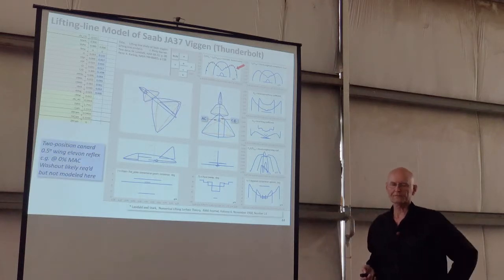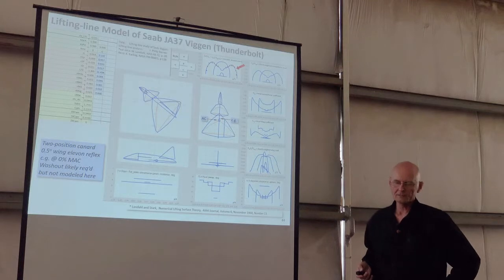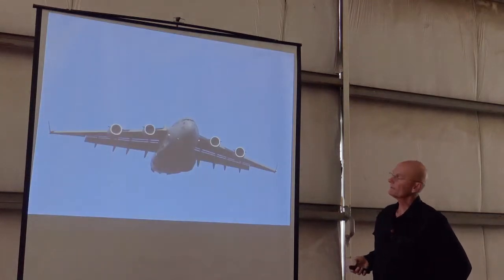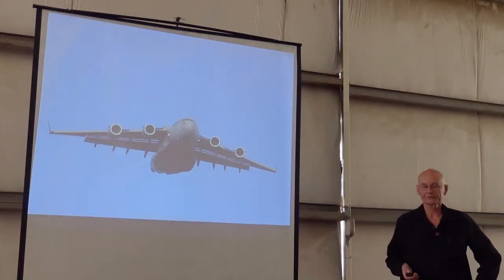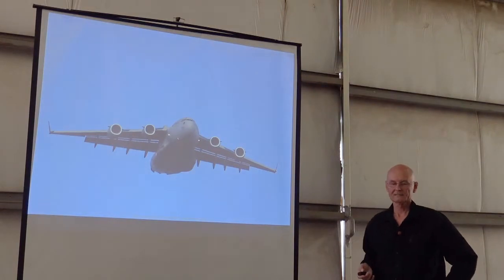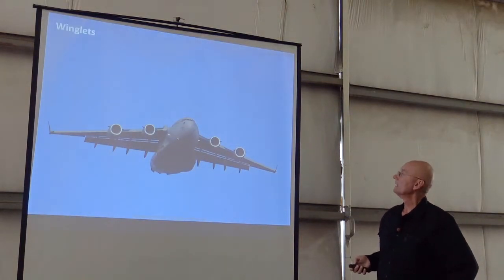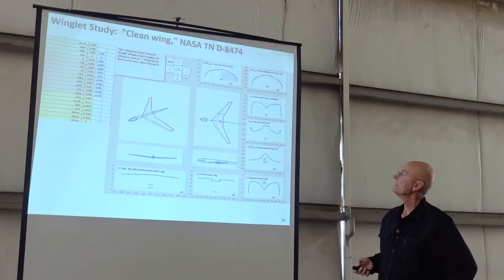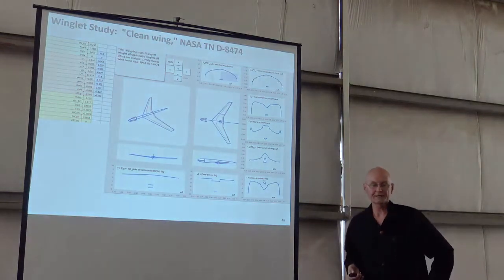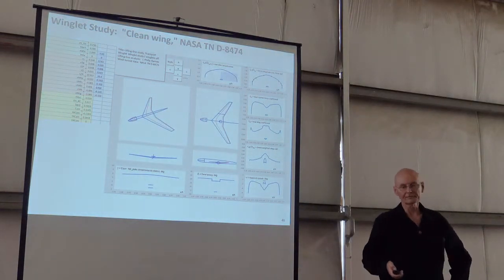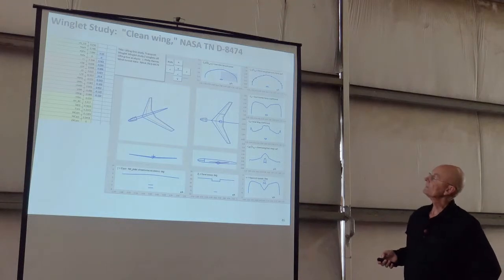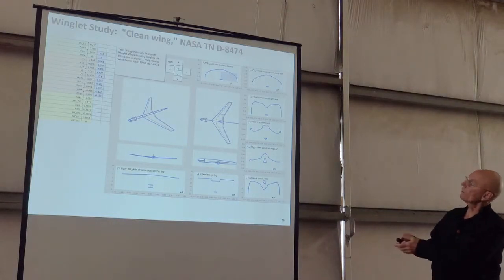Okay, winglets. This happened to be flying over on the 4th of July over the San Pedro, flew right over my house, a C-17. Here's an example of NASA test data with and without winglets. So we're going to apply the method here, and we're looking at the distribution of lift over the wing with no winglets. And we get almost an elliptical curve here. Here's the calculation, here's the data, excellent match.